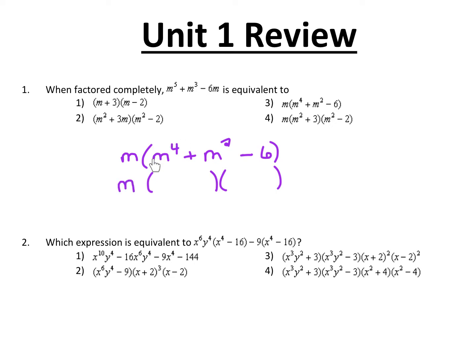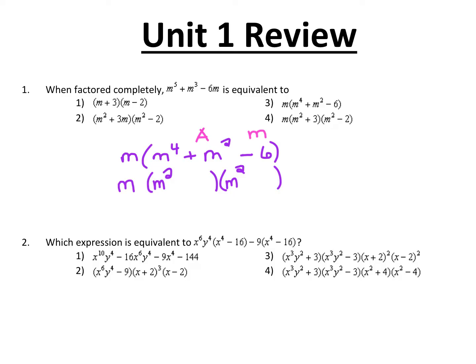And then I'm just going to take the square root of this term. So I want to say, what times itself gives you m to the 4th? So m squared. So that's what I'm going to put here and here. And then from here, this is just whenever the leading coefficient is a 1, it's the a-m method. So let me put an a here and an m here.